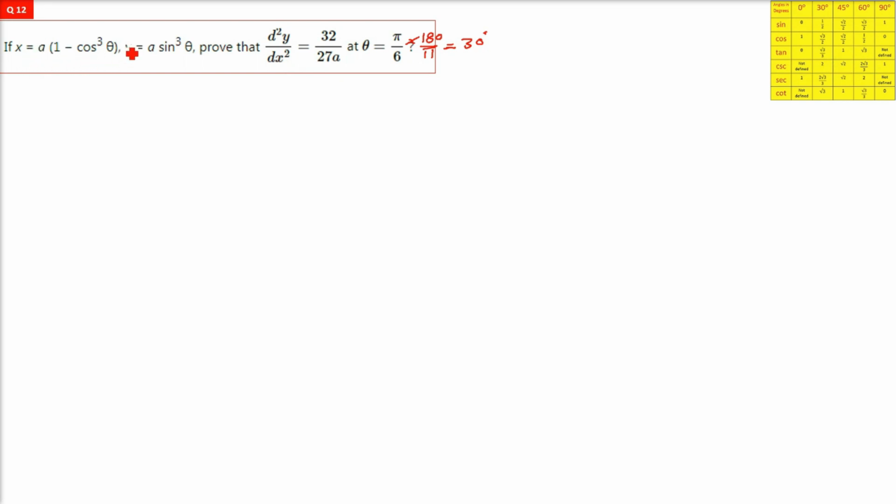We will do it in the way of parametric solution. We'll find out dx by d theta, then dy by d theta, then we'll divide them. That way we'll get dy by dx. Then we'll again differentiate it to find out d2y by dx2. Okay, so x is equal to a into 1 minus cos cube theta. So dx by d theta is a, this is 0, 1 is 0, differentiation is minus. Cos cube theta can be considered as x to the power n. It will be n x to the power n minus 1 first of all, that is 3 cos square theta.